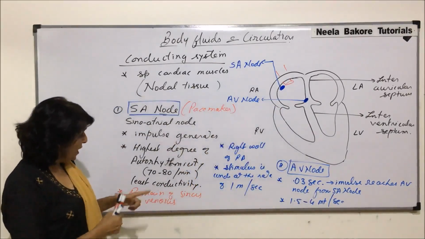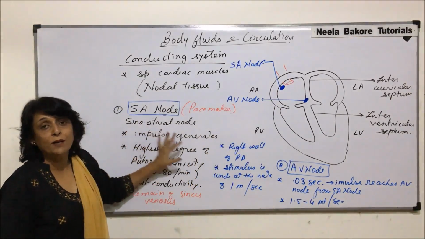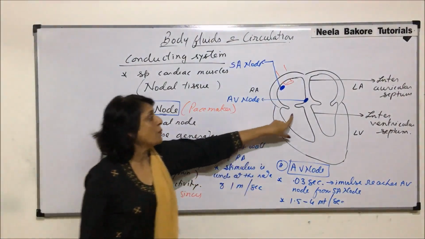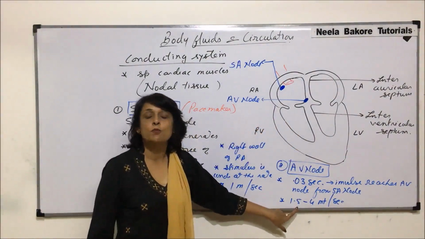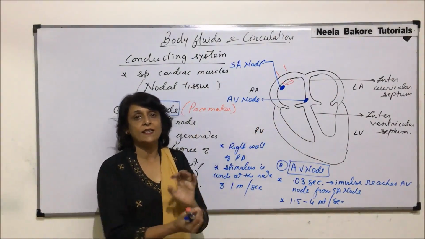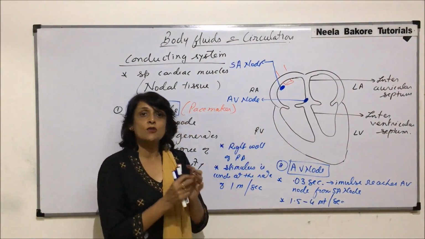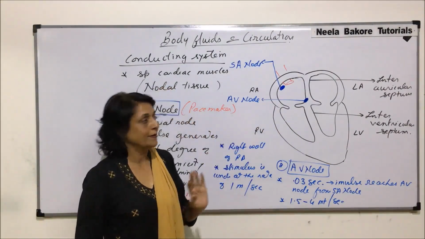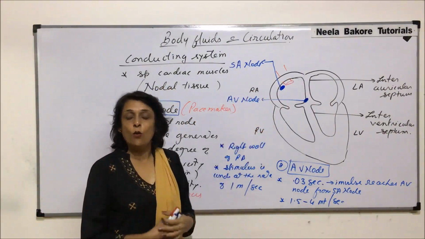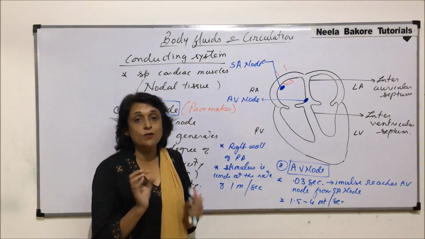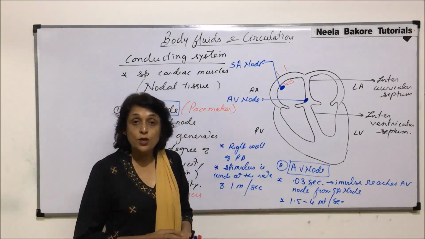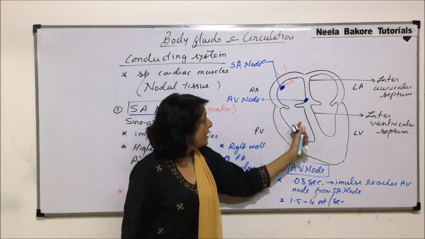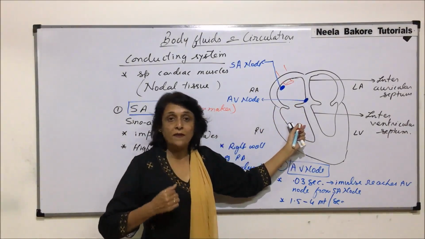That means here the speed with which the impulse is generated is 1 meter per second, whereas from AV node it is generated at a speed of 1.5 to 4 meters. That means that it is going to travel with this speed to the walls of the ventricle. And AV node is actually the structure which is going to set the pace with which the heart is going to beat, because from here the impulse has to come up to the ventricle.